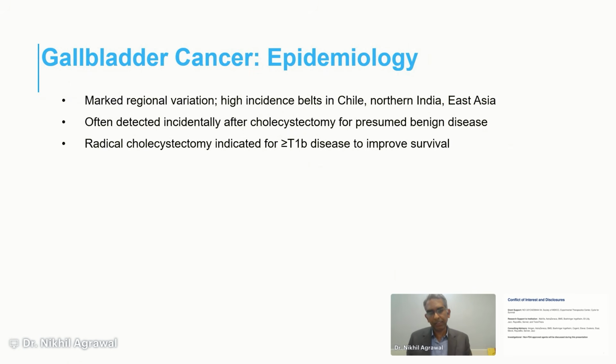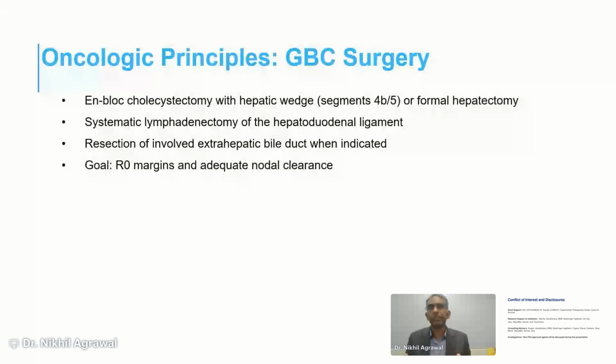Now, whenever you have either a suspected gallbladder cancer, a gallbladder cancer, or an incidental gallbladder cancer where the stage is more than T1B, we have to do a radical cholecystectomy. The principles of radical cholecystectomy are a cholecystectomy with a hepatic wedge. In cases of incidental gallbladder cancer, we don't have to do an en bloc cholecystectomy; it's only a hepatic wedge. If it's a large gallbladder cancer, not a small one, then sometimes we have to do a formal hepatectomy. And then we have to do a systematic lymphadenectomy along the hepatoduodenal ligament.